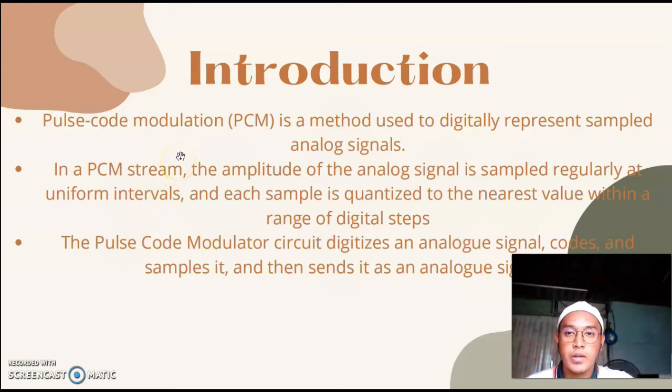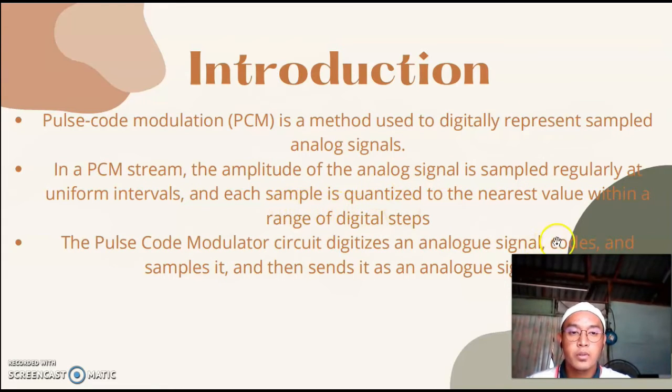So I will present the introduction and fishbone diagram. For the introduction, pulse code modulation, or PCM, is a method used to digitally represent sampled analog signals. In a PCM stream, the amplitude of the analog signal is sampled regularly at uniform intervals, and each sample is quantized to the nearest value within a range of digital steps.